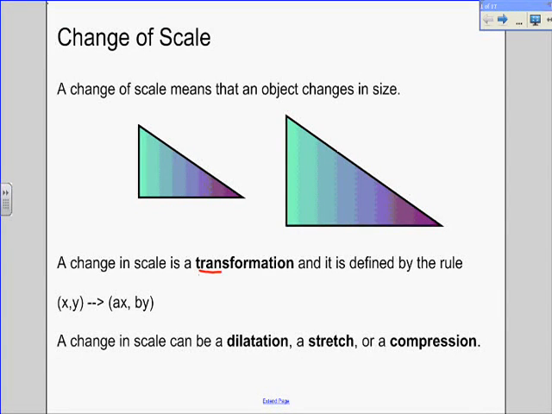Let's try that again. It's another type of transformation, and it's defined by a rule. We're looking at a change in scale being one of three possibilities: a dilatation, a stretch, or a compression. In the rest of the video, we're just going to look at examples of each of these, how we can tell when one of these has happened on a graph, how we can tell by looking at the values of a point x and y, and how we write the rule that defines these changes in scale.